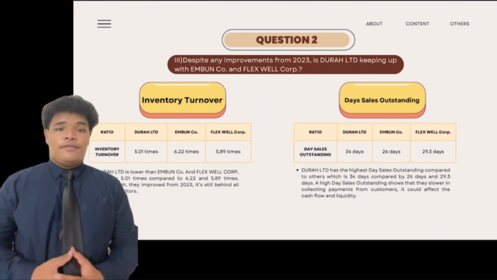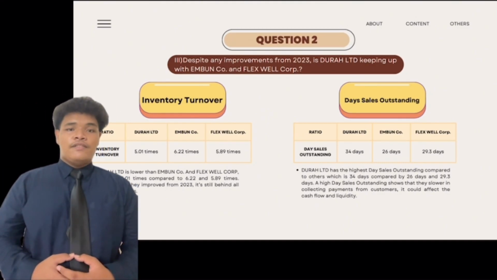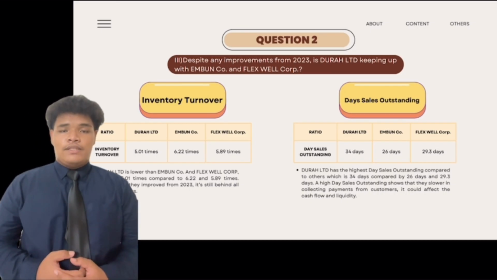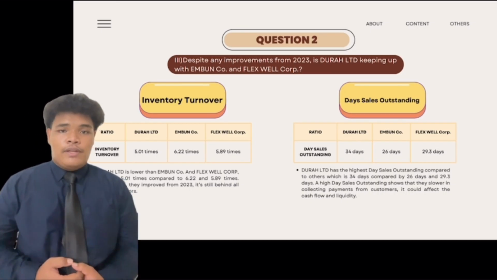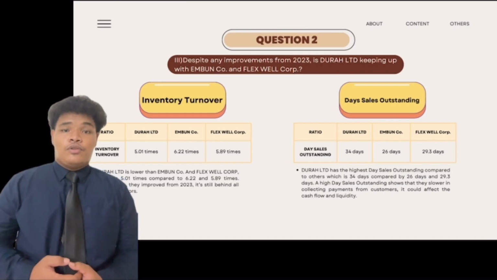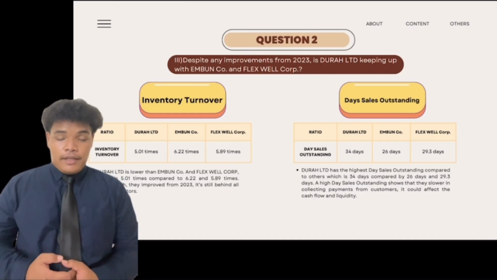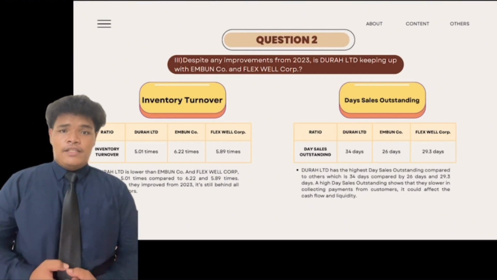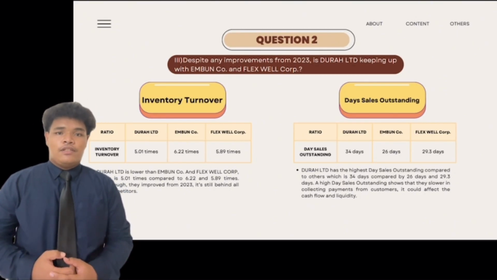Let's start with inventory turnover. Dura Ltd's inventory turnover improved to 5.01 times, but Ambon and Flexwell are still ahead with 6.22 and 5.89 times, respectively. This means Dura Ltd is slower in converting inventory into sales.